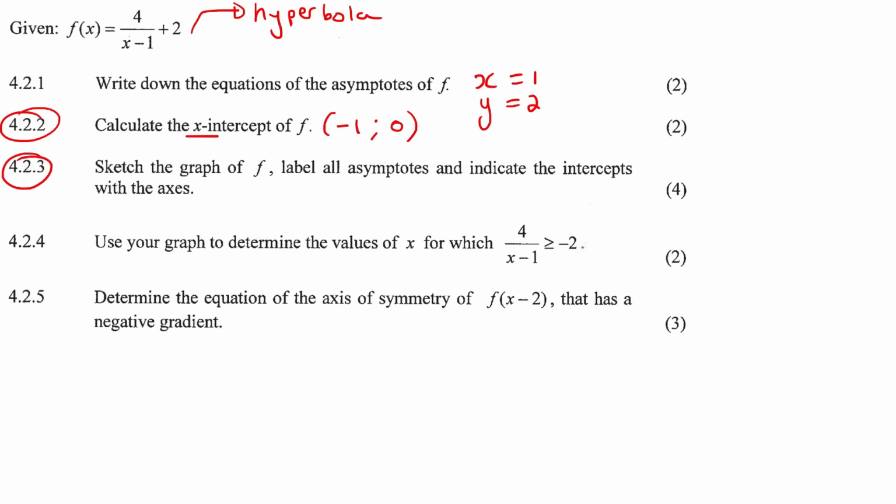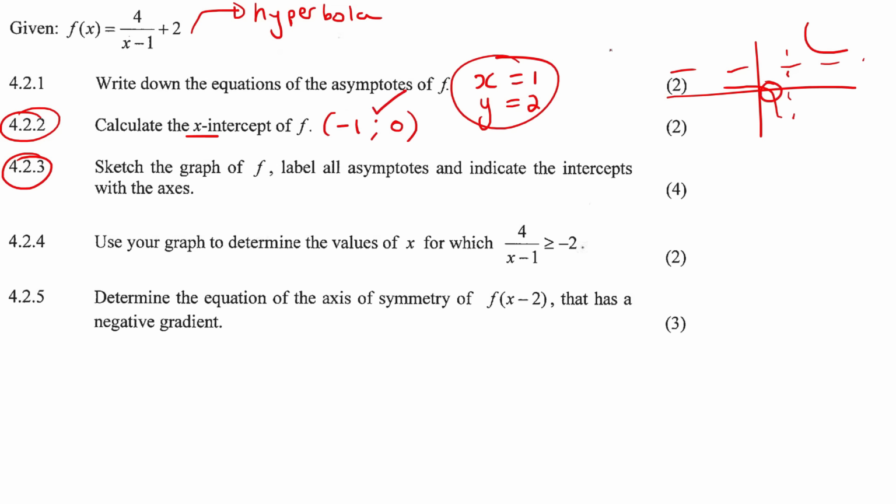Sketch the graph. Okay, so we've learned that to sketch a hyperbola, we need the asymptotes. Let's just go draw a random little hyperbola. A random one, okay? I'm not saying the one we have is going to do the same. But look at what we need. We need asymptotes. We've got those. We need x-intercept. We've got those. So what are we missing? A y-intercept. So let's just go get our y-intercept quickly, and then we have everything.